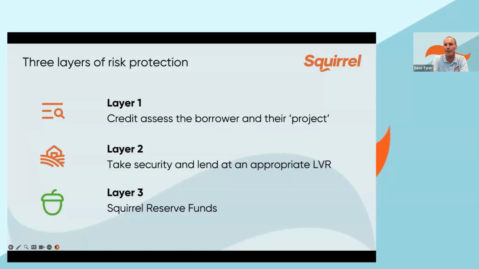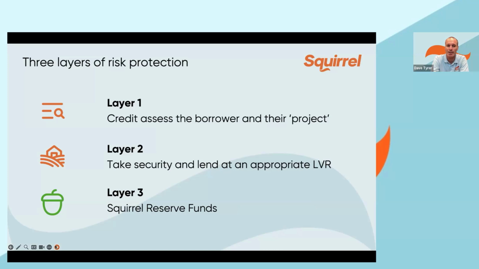To begin with, there are 3 layers of risk protection that we put in place. First of all, before we lend money, we will assess the borrower and the project that they have underway and the reason for us to lend to them. Just like a bank does, we get the information from the borrower. We run credit checks, we make sure they can afford it, we do all those sorts of things to make sure that they're a worthy borrower.